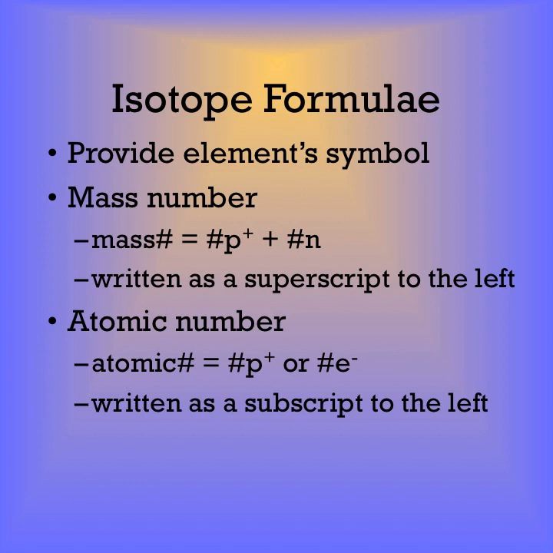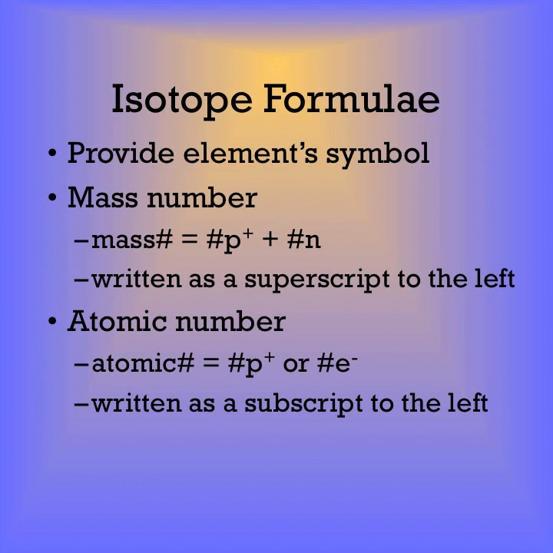When you look at a formula of an isotope, you are getting information about that particular isotope. So your first question should be, what's an isotope? Well, one isotope of an element will differ from another isotope of an element if that isotope is the same element, same number of protons is what that means, but differing numbers of neutrons.